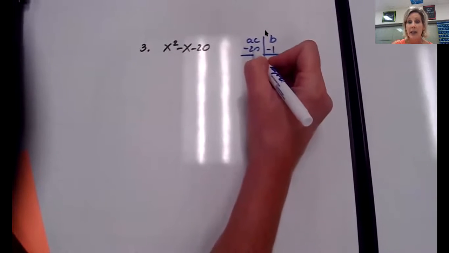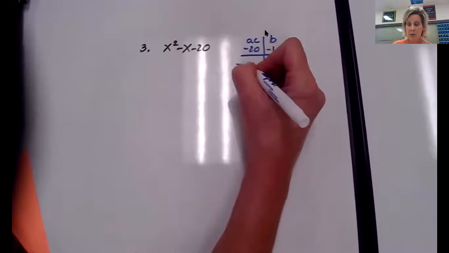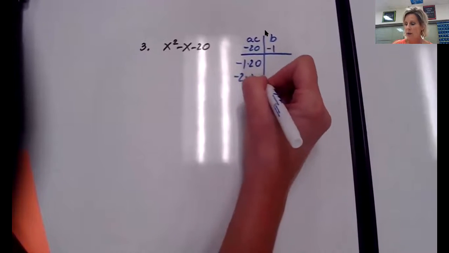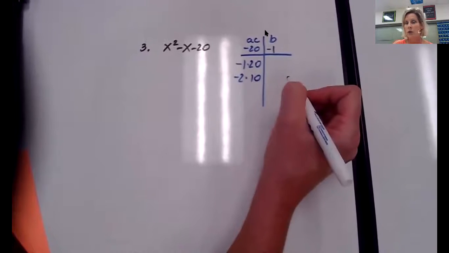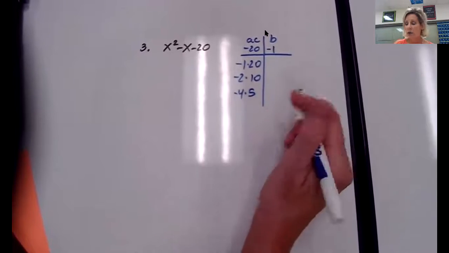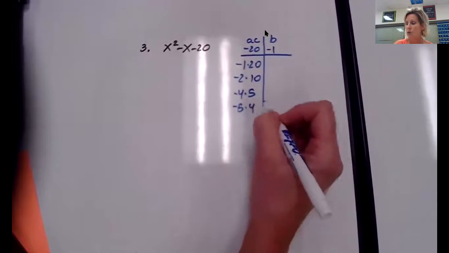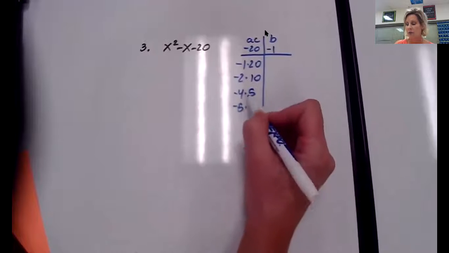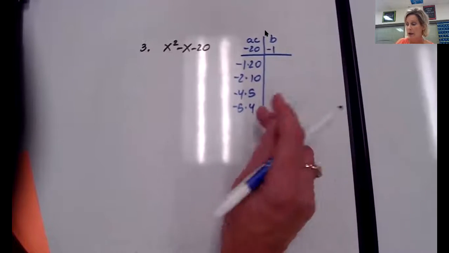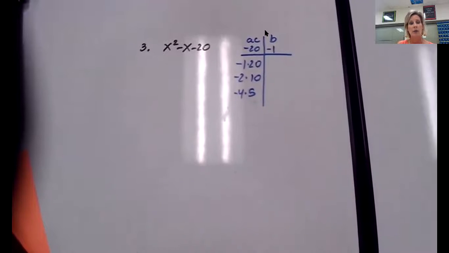So to get a negative 20, I might say, well, that's 1 times 20, and I'm going to make the first one negative. 2 goes into 20, so 2 times 10. 3 doesn't go into 20, 4 goes into 20. 5 goes into 20, but guys, now I'm starting to repeat, okay, because I've gotten 4 and 5, 5 and 4. So once you're starting to repeat, you can stop the list, okay?